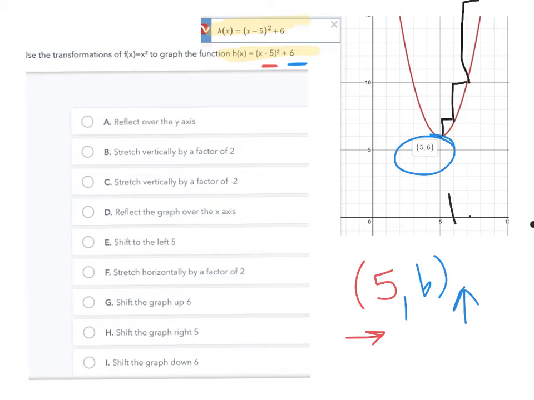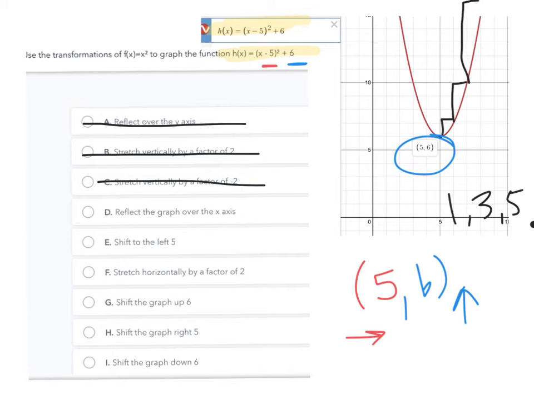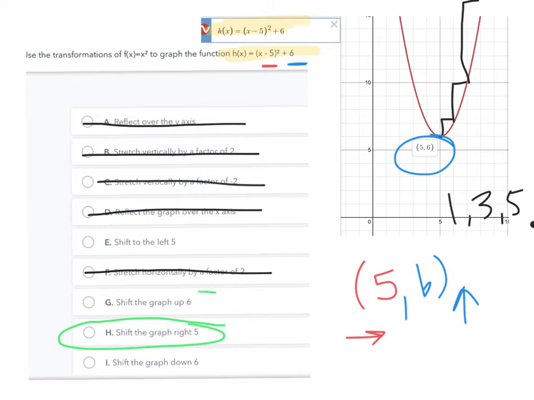So the 1, 3, 5 rule is staying the same, which means that I can already tell you I'm not reflecting over the Y axis. I'm not stretching. I'm not reflecting. I'm also not stretching. I'm only shifting. So I'm shifting to the right 5, and I'm shifting up 6. So this one should just be G and H.